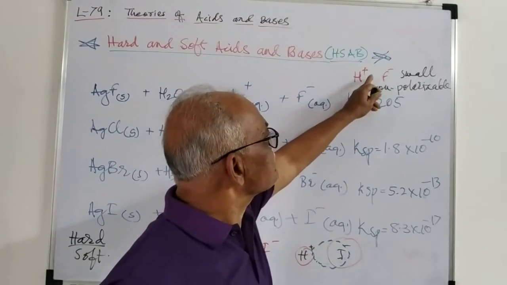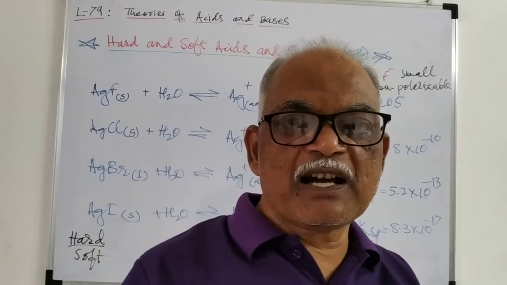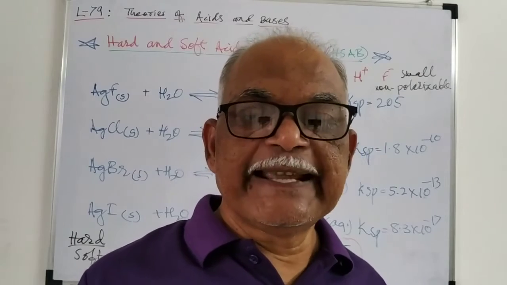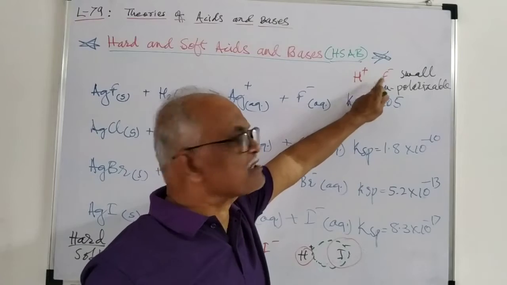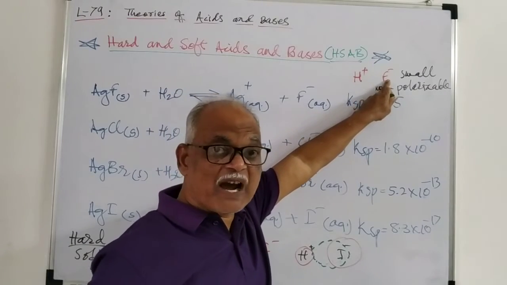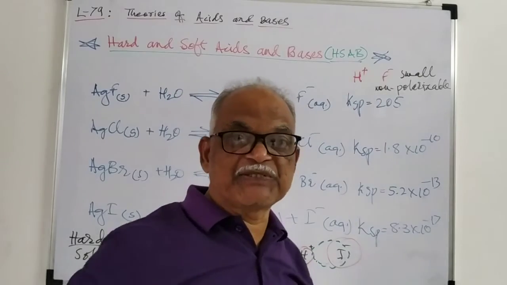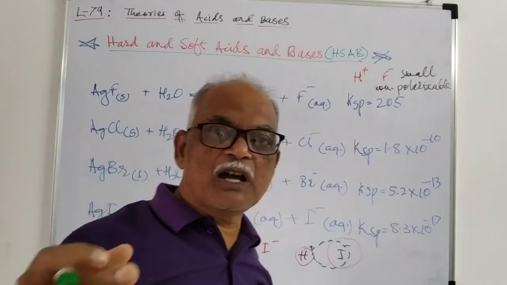But in this case, H plus and F minus both are hard species. So when they interact with each other, the electron cloud does not get polarized, and therefore the electrons remain as they are in F minus. So these are completely ionic species, and the nature of the bond is called an ionic bond.